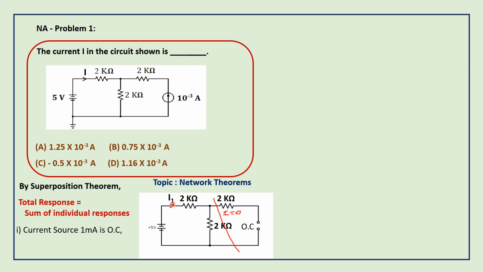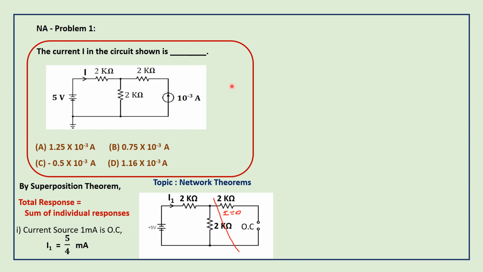Now we are going to find I1. I1 equals, by Ohm's law, V by R equivalent. Here V is 5 volt, and R equivalent is 2 kilo ohms and another 2 kilo ohms in series condition. 2 plus 2 is 4 kilo ohms. So current I1 equals 5 by 4 milliamps, because it is in kilo ohms. We have found out I1, which is the current due to 5 volt acting alone in the circuit.